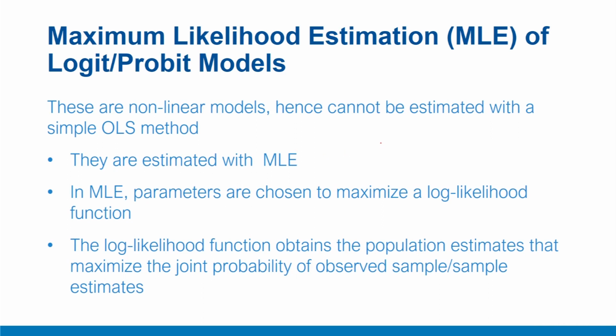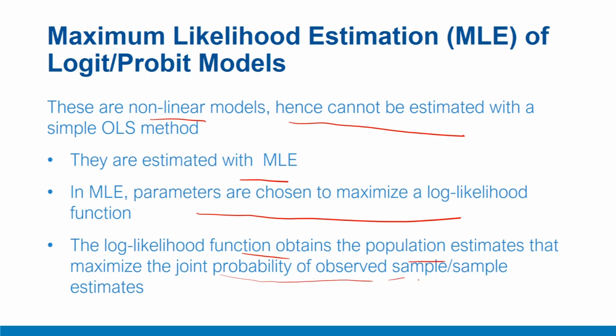Next, we'll summarize the maximum likelihood estimation of logit-probit models. Recall that these are non-linear models in parameters and hence cannot be estimated with a simple OLS method. They are estimated with the help of MLE. And in MLE, parameters are chosen to maximize the log likelihood function, as we'll see. And this log likelihood function obtains the population parameter estimates that maximize the joint probability of the observed sample. Let's discuss this in more detail, what exactly this is.